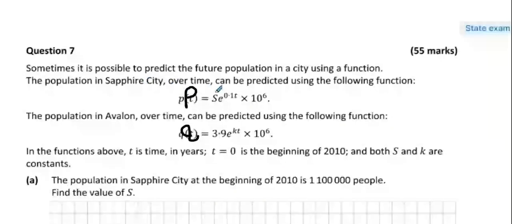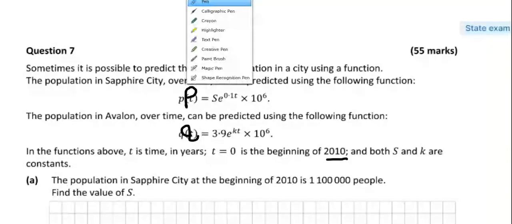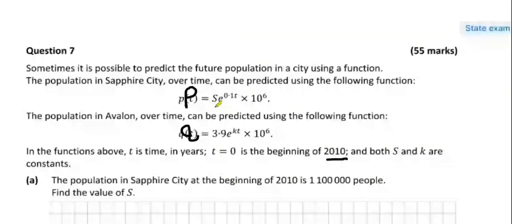The population of Sapphire City is S times e to the 0.1t multiplied by 10 to the power 6. The population of Avalon City is 3.9 times e to the kt multiplied by 10 to the power 6. In the functions above, time is in years, and t equals 0 is the beginning of 2010. Both S and K are constants. That means they're regular numbers. We need to figure out two parts of this question: what S is, and then in part two, what K is. Is that right?